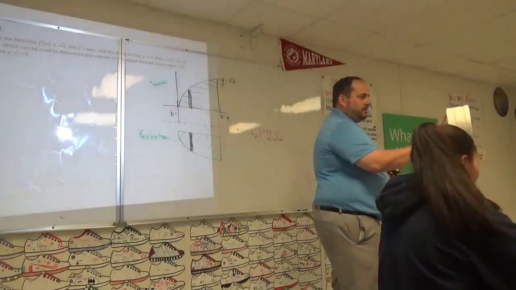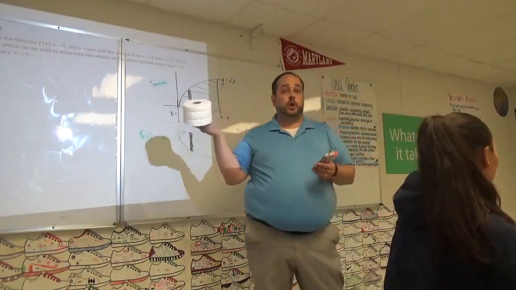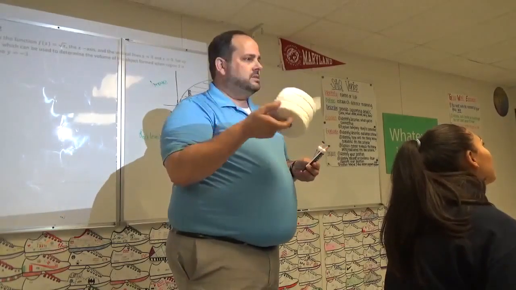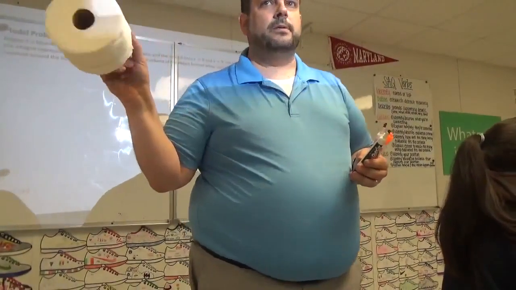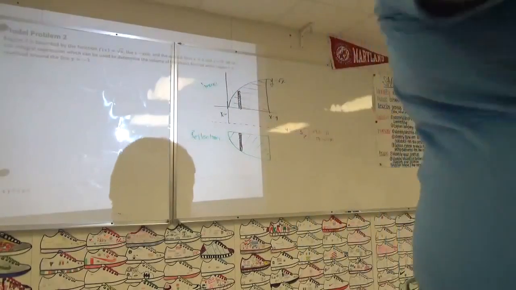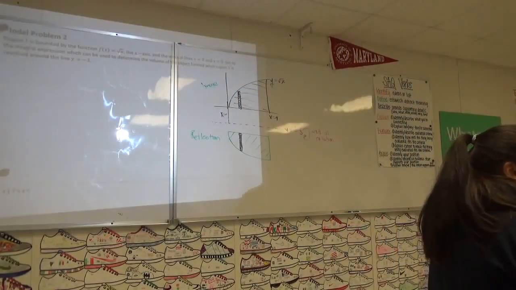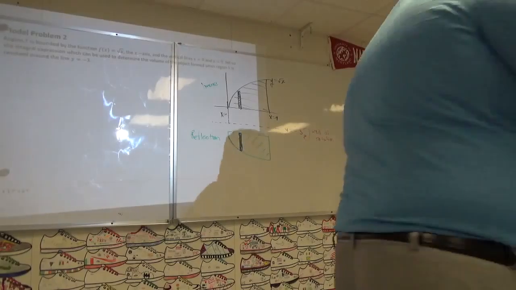Everybody okay with the toilet paper? Okay. Toilet paper is a cylinder. True? True. The way we find the volume of a cylinder is pi r squared times h. Tell somebody near you, how would you find the volume of this toilet paper? Just the toilet paper. Don't tell me, tell your neighbor. How would you find the volume of the toilet paper?